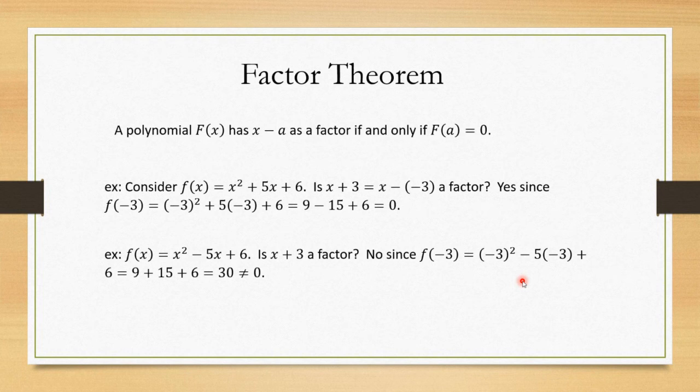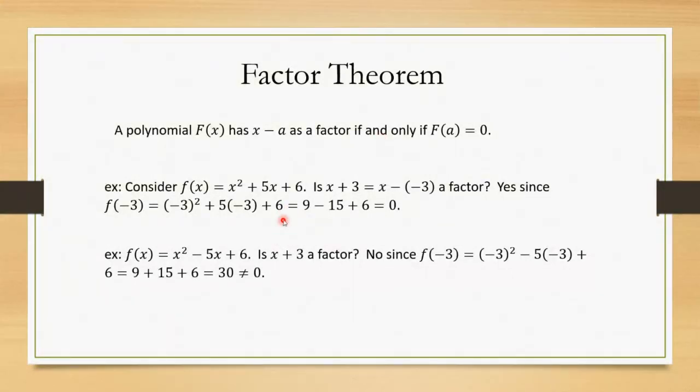Okay, so that's what happens here. All right. Now, so again, for the factor theorem, we have that a polynomial capital F of x has x minus a as a factor if and only if f of a is 0. Okay? That's what happens here. So we have a much easier way to tell if x minus something is a factor of f. That's really nice. Okay, so that's good.